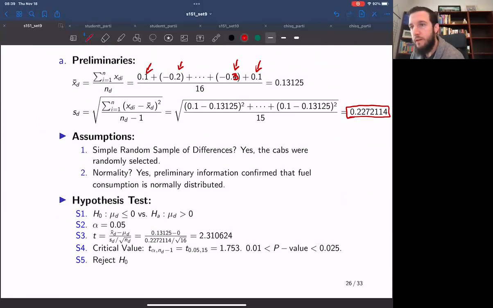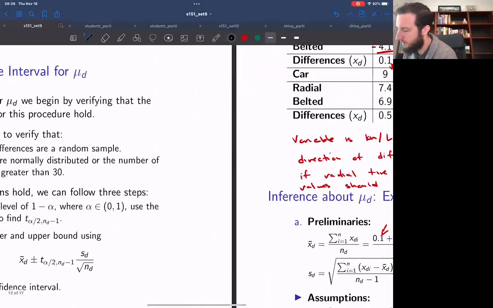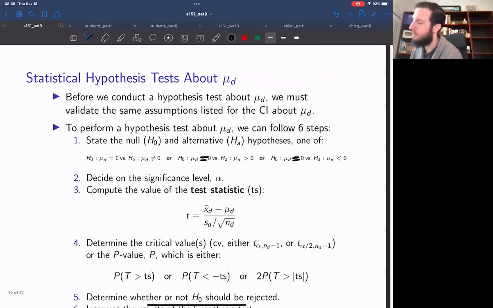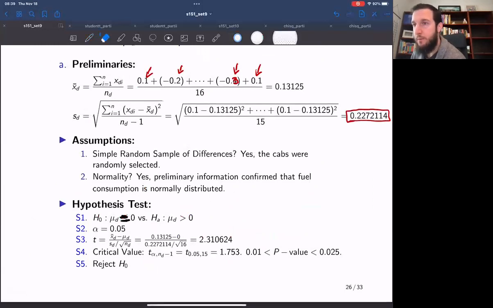On step 1, we set up our hypotheses. So we're using an upper tail test here. Oh, this is an equal sign. Yeah, these are all equal signs. Okay, so then we set up our hypotheses. Again, we're doing an upper tail test because of the direction of the differences that we computed. If we had gone the other way, this would now be a lower tail test.